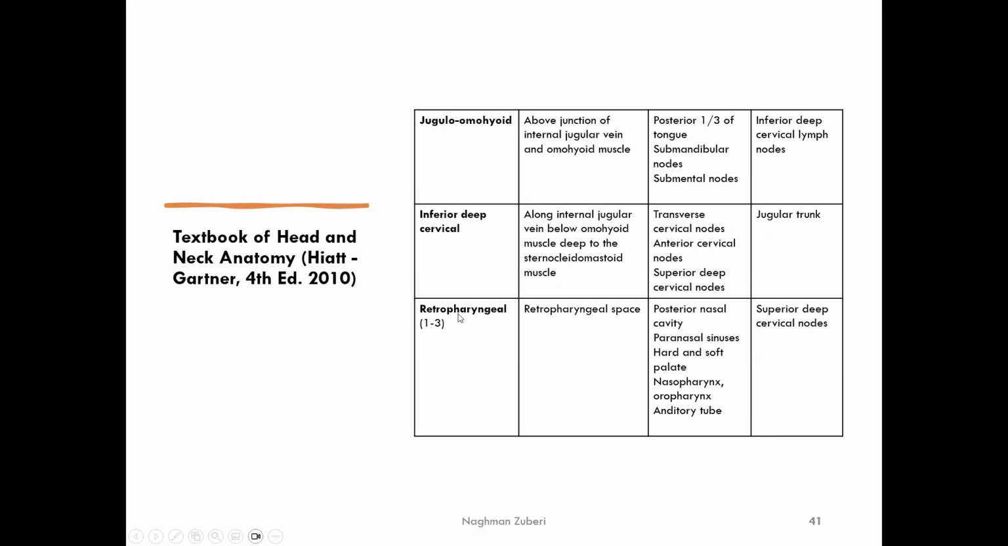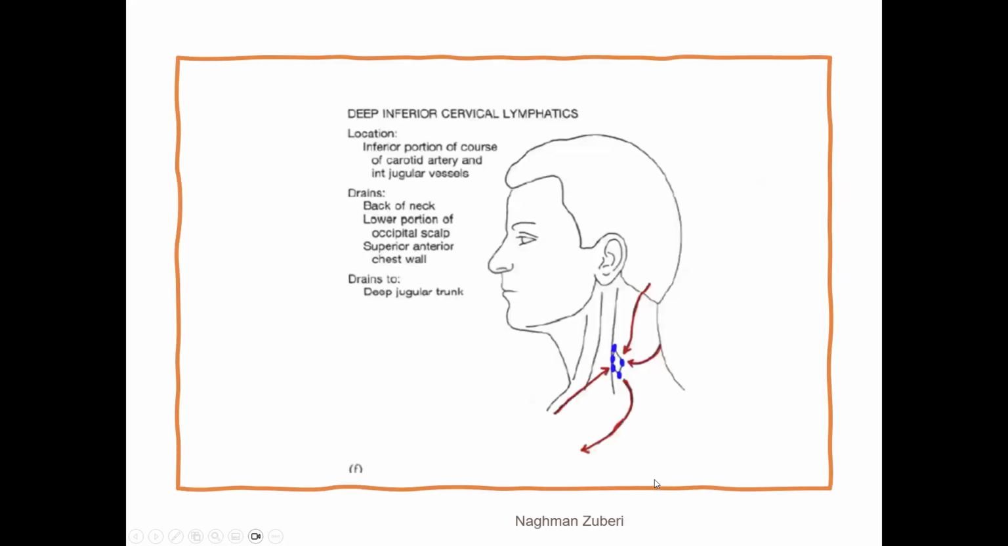Then comes the retropharyngeal lymph nodes. They are 1 to 3 in number, and as the name suggests, they are present at the retropharyngeal space. Well, they are draining the posterior nasal cavity, paranasal sinuses, hard and soft palate, nasopharynx, oropharynx, and the auditory tube. I'm sorry for the spelling. It is auditory tube. Instead of N, it should be U. And then they are being drained into the superior deep cervical nodes.